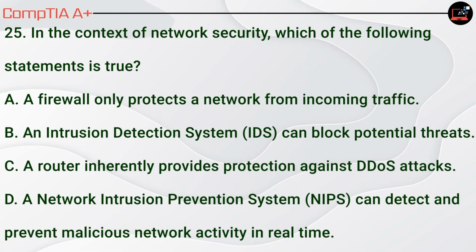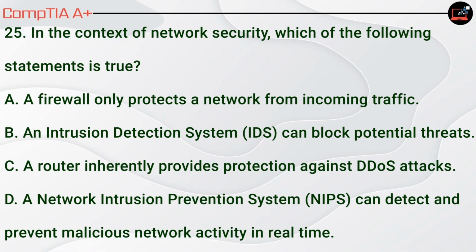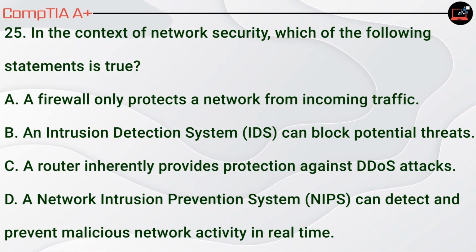25. In the context of network security, which of the following statements is true? A. A firewall only protects a network from incoming traffic. B. An intrusion detection system, IDS, can block potential threats. C. A router inherently provides protection against DDoS attacks. D. A network intrusion prevention system, NIPS, can detect and prevent malicious network activity in real time.